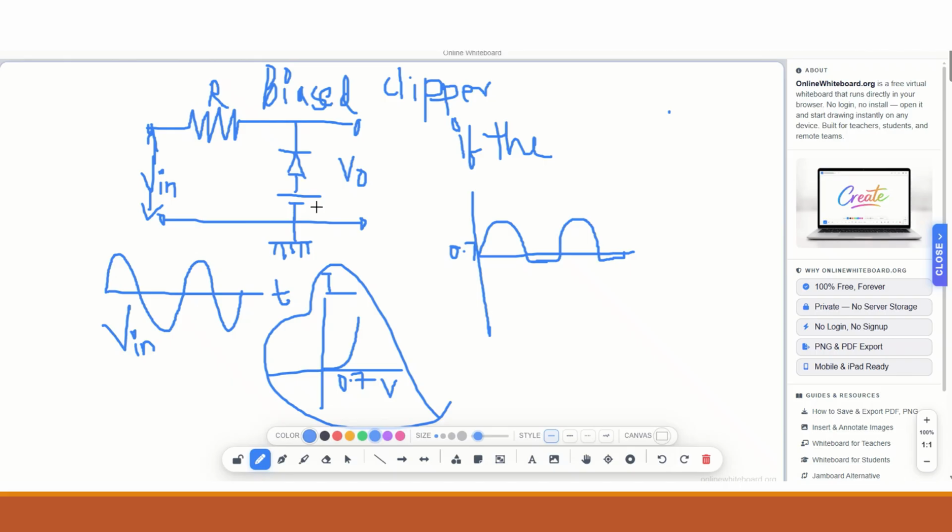If you are adding a positive battery, this figure is a negative clipper with positive voltage. For example, if you are applying positive 2 volt, this is a negative clipper with positive 2 volt. If the battery terminal is reversed, the given circuit is a negative clipper with minus 2 volt battery supply. We will discuss all the basic types of clipper circuit.